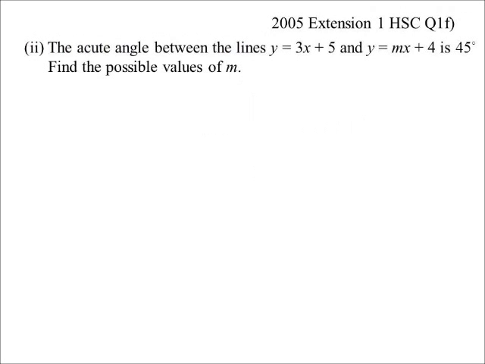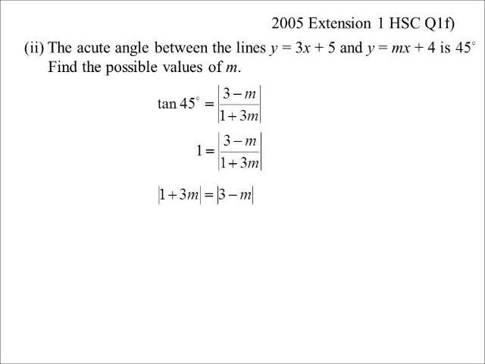Now, 2005, this time they told us the angle is 45 degrees, but we have to find out the slope of this second line. So now I can go, okay, well it's tan of 45 will be 3 minus whatever the slope is over 1 plus 3 times whatever the slope is. Tan 45 is 1, as we just saw. We've got an absolute value equation to solve. I'm just going to multiply both sides by the denominator. So there's going to be two possibilities. Either 1 plus 3m is 3 minus m, or the negative of 1 plus 3m is 3 minus m.